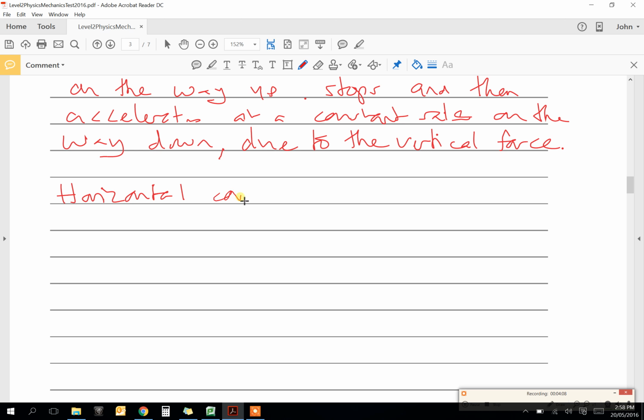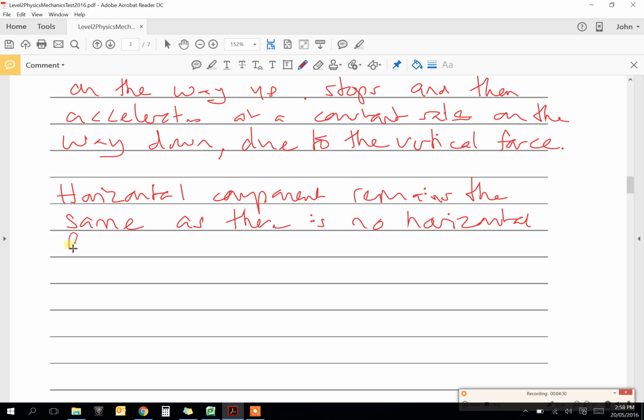Horizontal component, I just remember that remains the same because we've ignored air resistance, as there is, I forgot to give a reason, no horizontal force. Air resistance is ignored. It's not very easy sometimes to write this on the tablet with the stylus.